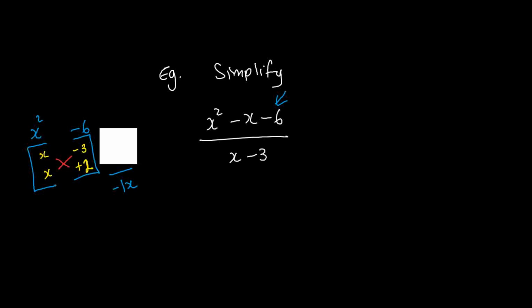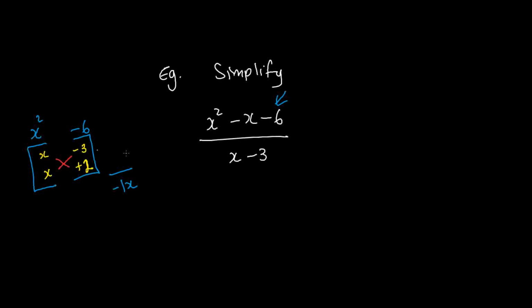So let me just correct myself. Okay, apologies for that. So the factors should be -3 and 2. Well, not really the factors, but the combination should be -3 and 2. And why? Because -3 times +2 gives you -6.